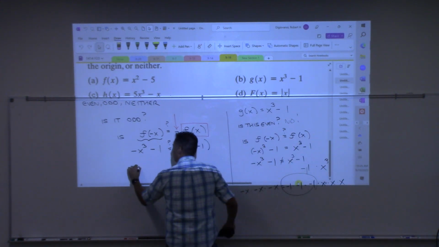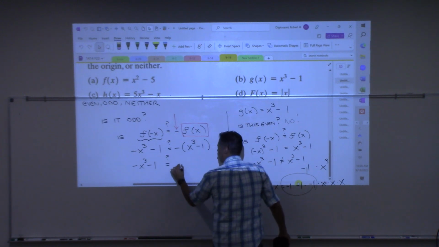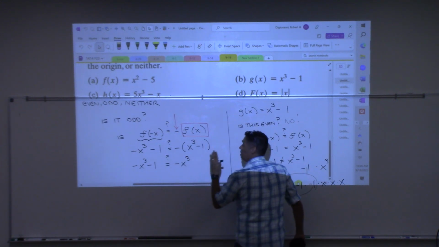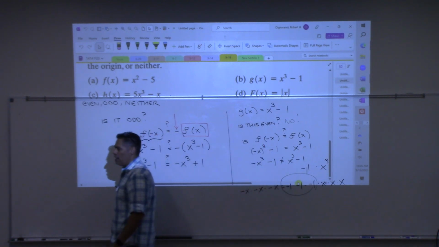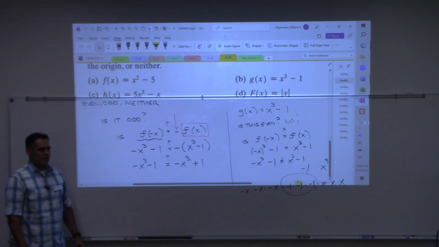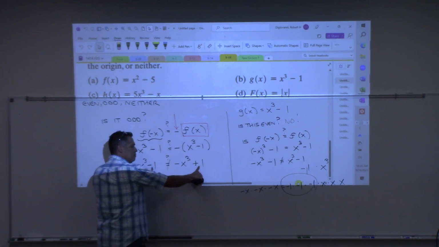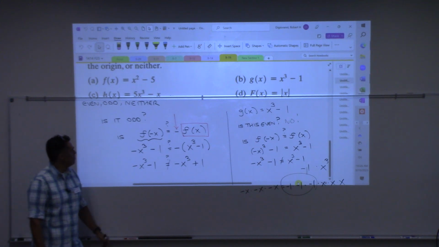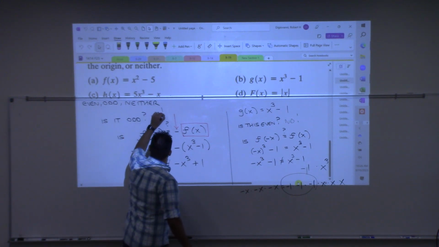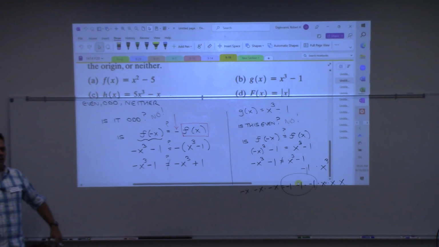So the left-hand side is this. We're asking ourselves, is that equal to negative x cubed plus 1? Are they the same? No, they're not the same. These are the same, but this is minus 1, that's plus 1. That's not the same. So is it odd? No. So it is neither. Neither, however you want to say it.